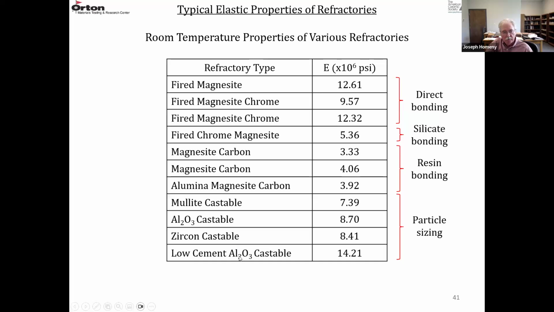Then I have some castables here: a mullite castable, an alumina castable, a zircon castable, and a low cement alumina castable. Now, these are ranging from about 7 to 14, and they're going to be really a function of the particle packing. If you have the sizing correct and you have very dense monolithic materials, you can have a pretty high elastic modulus.